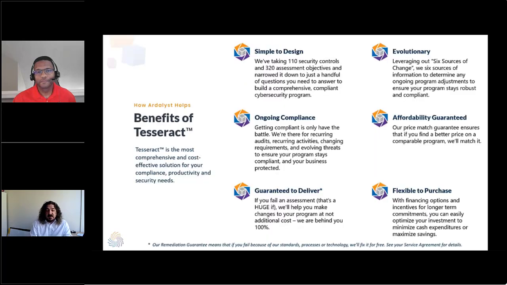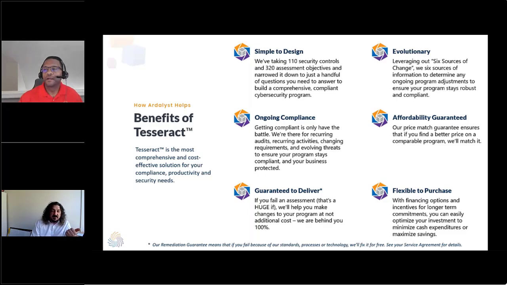We also have a couple of guarantees that I think are worth noting. First of all, we have a remediation guarantee. So one of the great values of our blocks is if someone gets assessed and they don't pass for some reason, that block turns out not to be effective, we're going to update everybody's block. And we're going to update that for you if you're the one who went through the assessment at no additional cost.